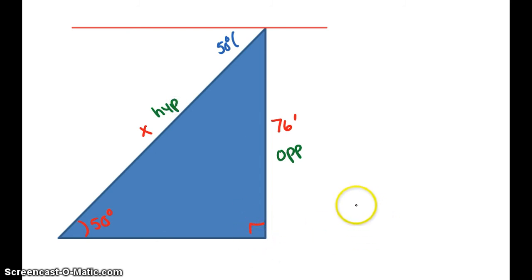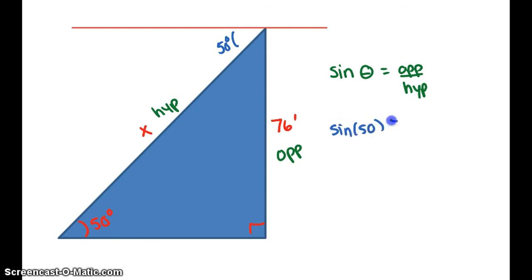In order to find the hypotenuse, we use a trig identity. We have opposite and hypotenuse, so the sine is the correct trig identity to use. Sine of an angle equals the length of the side opposite of it over the hypotenuse of the right triangle. To set this up with our numbers, we say that the sine of 50 degrees equals 76 over x.